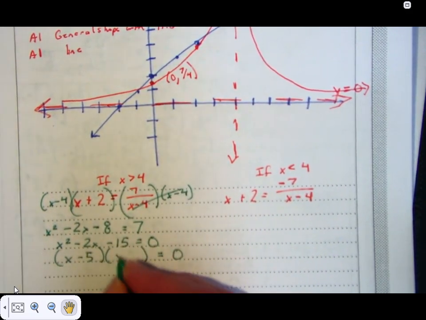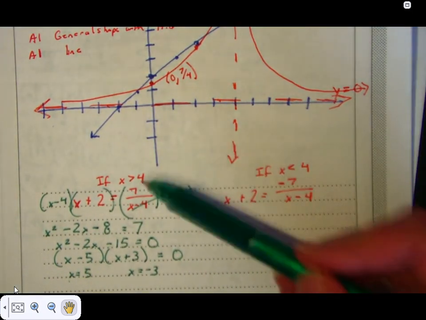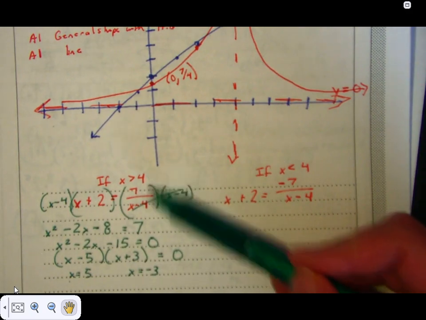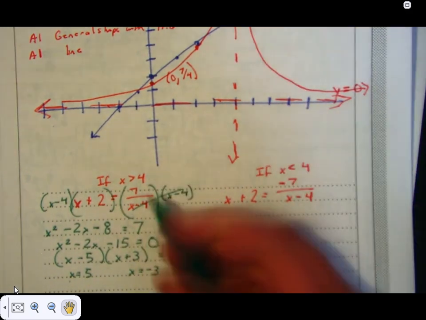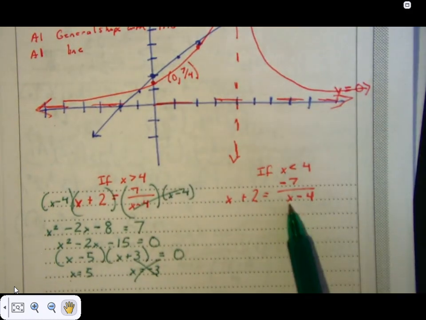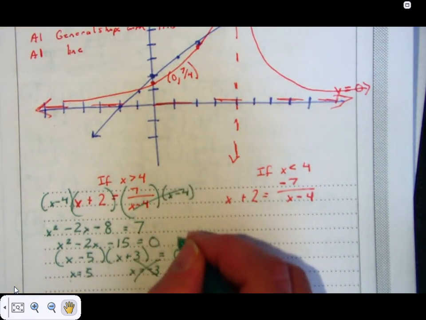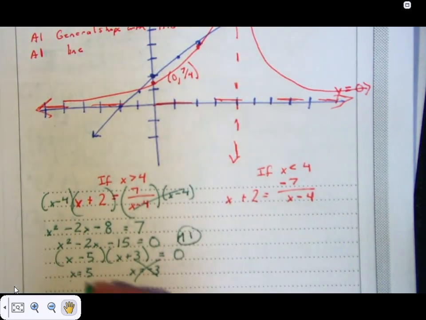Perfect. So when you set each one of those equal to 0, you get x equals 5 and x equals negative 3. Now, one of those isn't a solution because this one is the equation if x is greater than 4. Okay, so this x is not greater than 4. If x was less than 4, it would be over here. Okay, so this is the only solution we got on this side. By the way, we got 1 mark here and 1 mark for the answer.